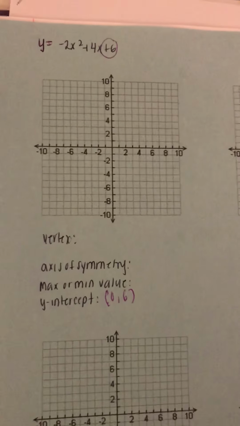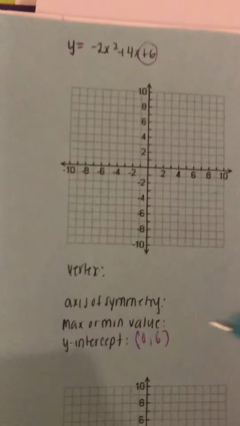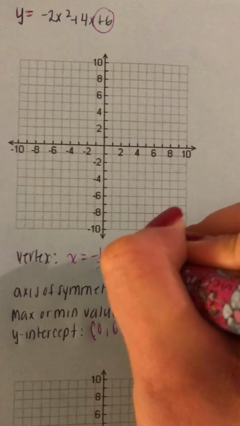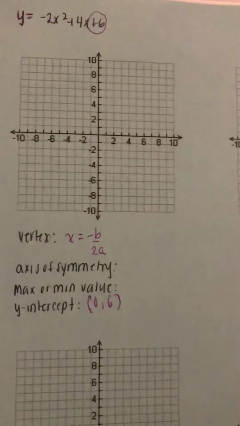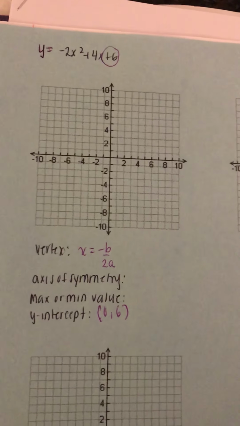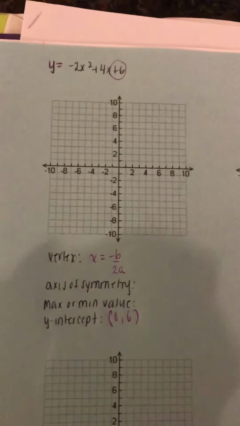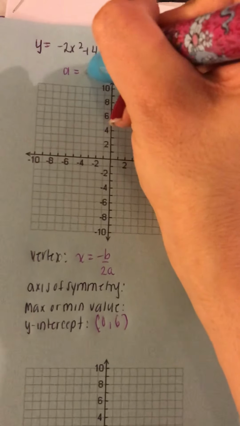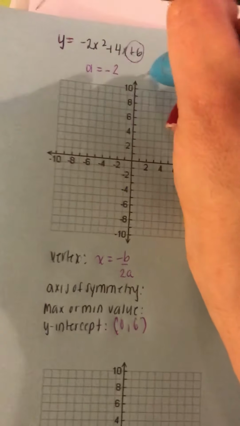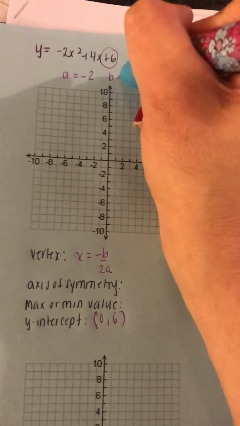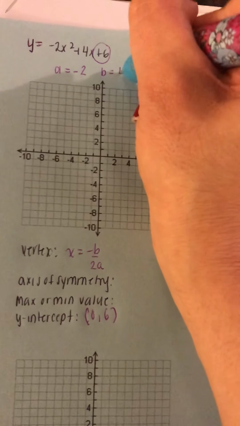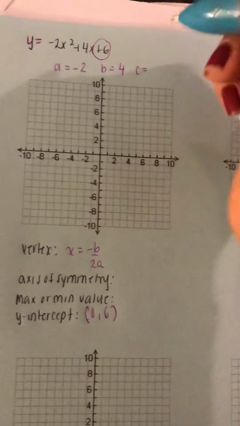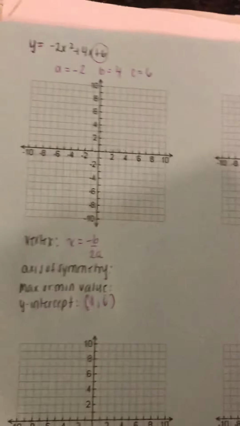Whenever we find the vertex from the standard form, we're going to use this formula, x equals negative b over 2a. And that's going to give us the x value of the vertex. So we're going to list the coefficient of the squared term, which is negative 2. That's our a value. The b value is the coefficient of the linear term, which is 4. And c is just the constant term, the one without the variable, 6.